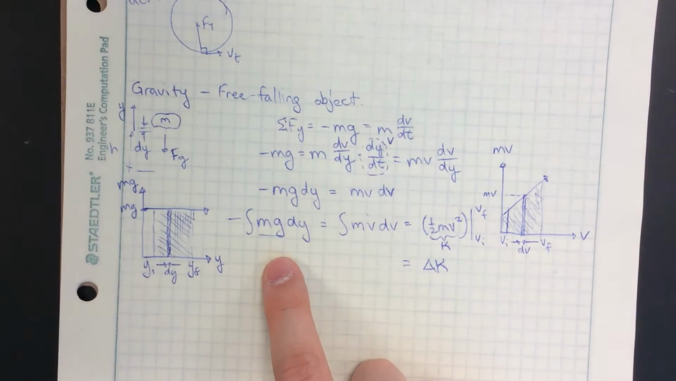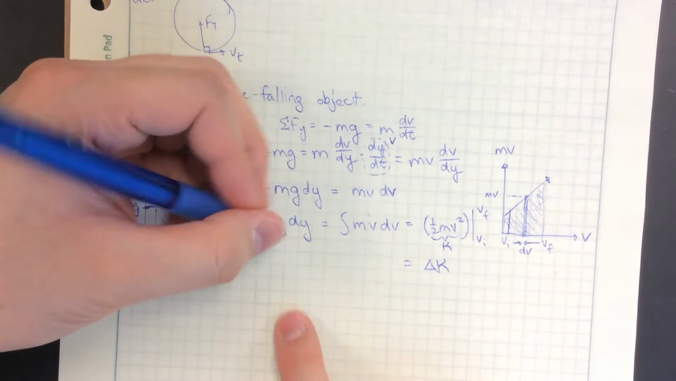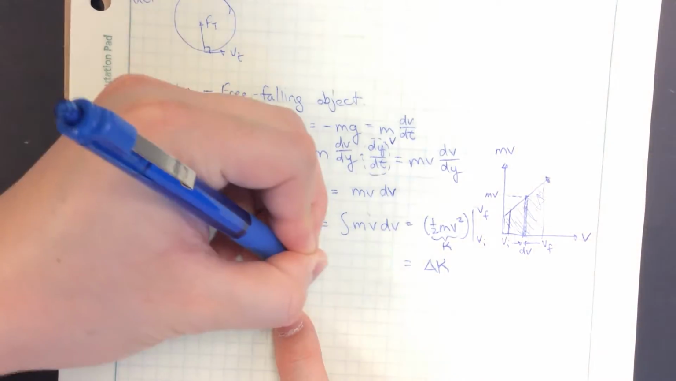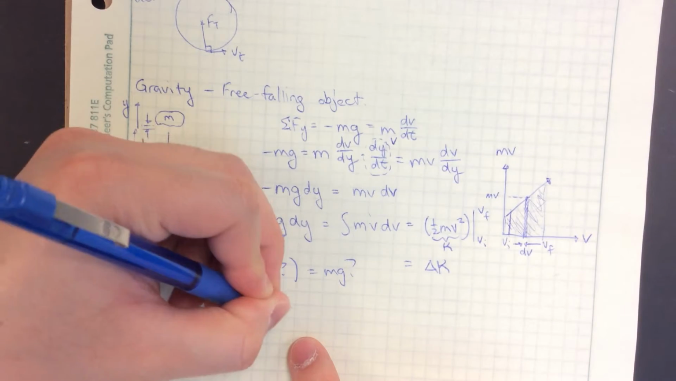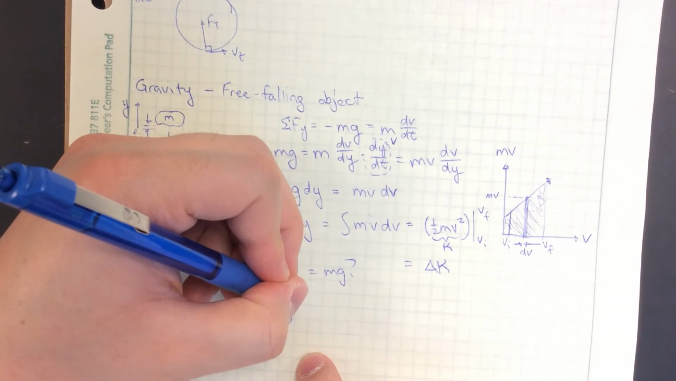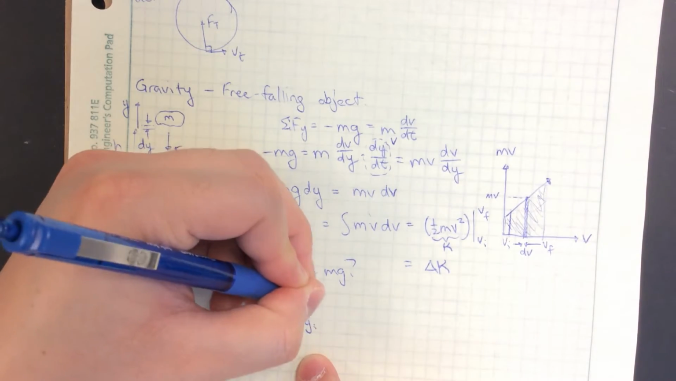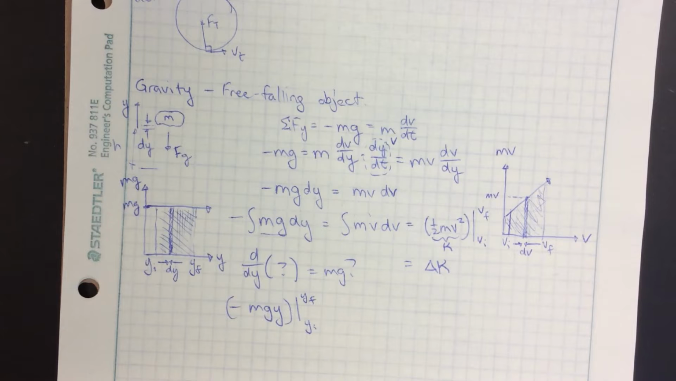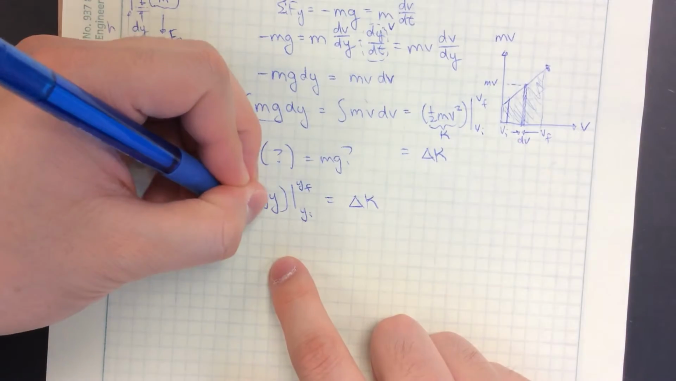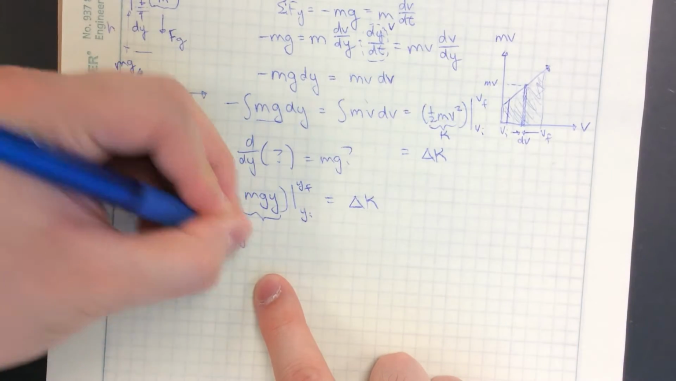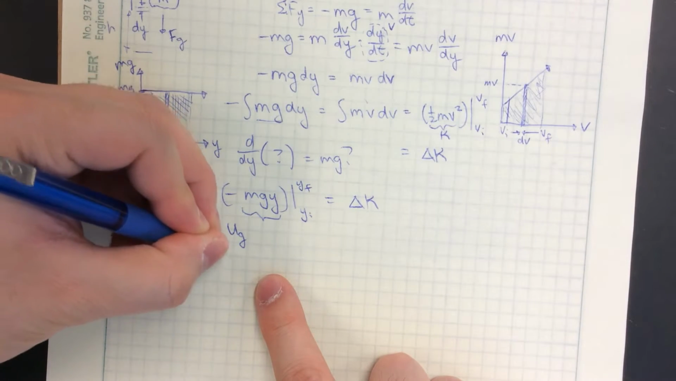These are constants. Another way to put it is: the derivative with respect to y of what expression equals mg? It'd be mgy. So you have negative mgy from y initial to y final equals delta K. This expression here, we're going to call U subscript G, which is our gravitational potential energy.